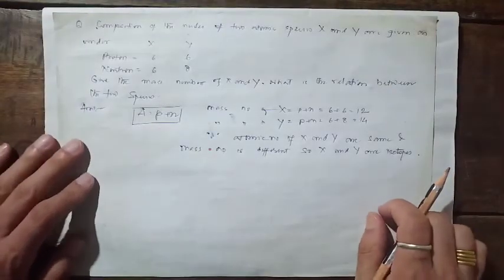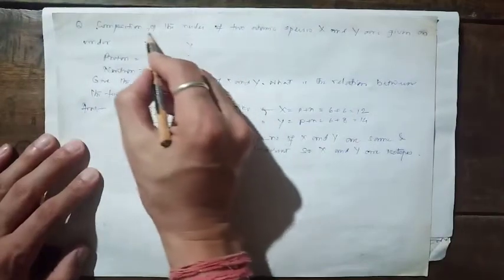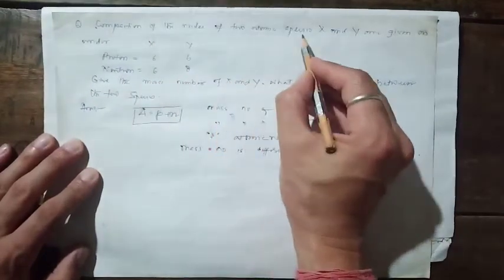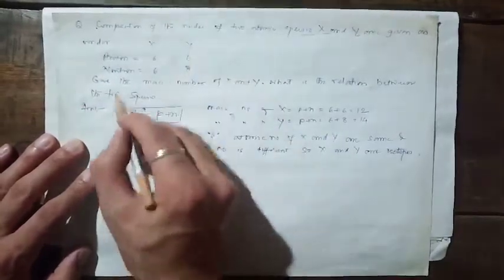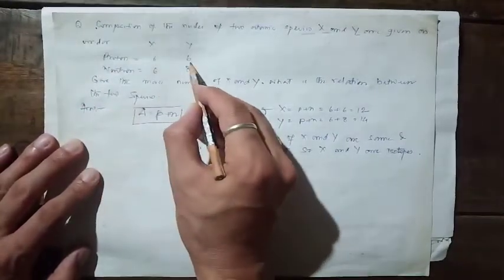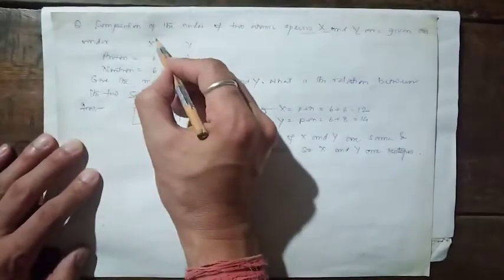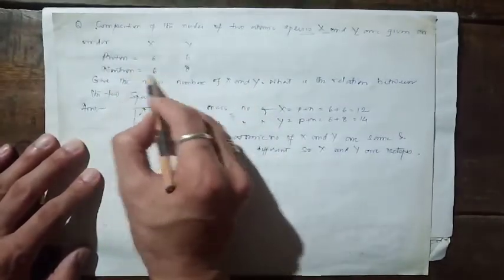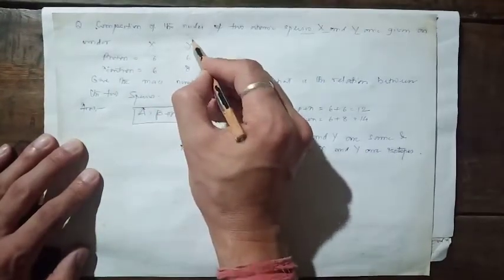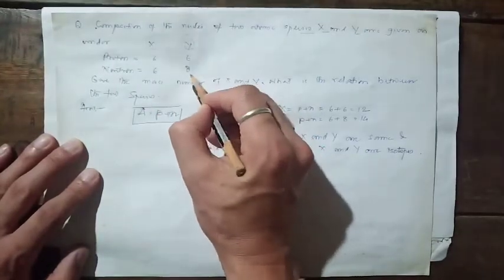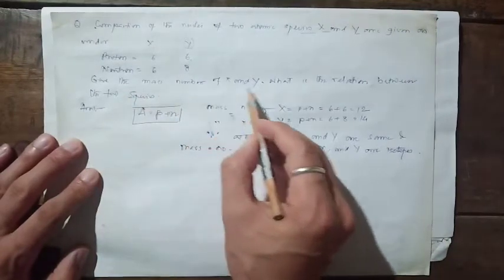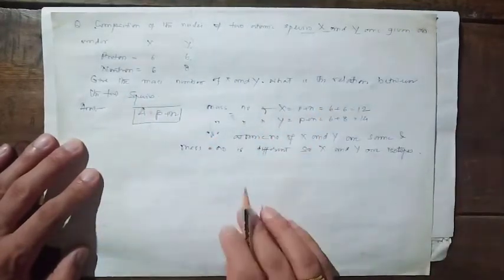Student, here is one more problem. The compositions of the nuclei of the two atomic species X and Y are given as under. X and Y: number of protons 6 and 6, number of neutrons 6 and 8. That means species X has 6 protons and 6 neutrons. Species Y has 6 protons and 8 neutrons. Give the mass number of X and Y. What is the relation between the two species?